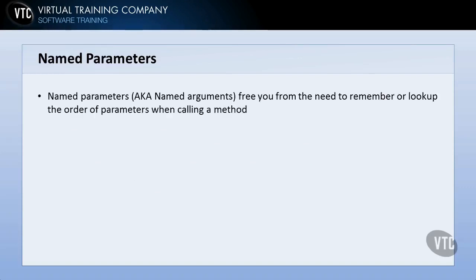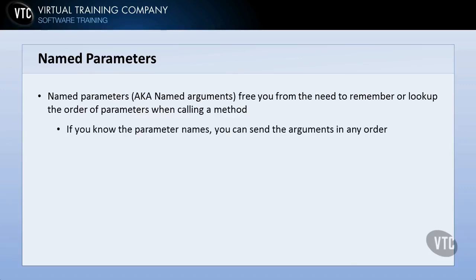Now, named parameters, you'll also hear these called named arguments, will free you from the need to remember or go look up the order of parameters when calling a method. When you're using methods from classes and objects, you do get hints from the compiler through IntelliSense, but for the sake of argument here, and you will see these on the exam, just know what a named parameter is and how to use it. If you know the parameter names, you can send the arguments in any order.